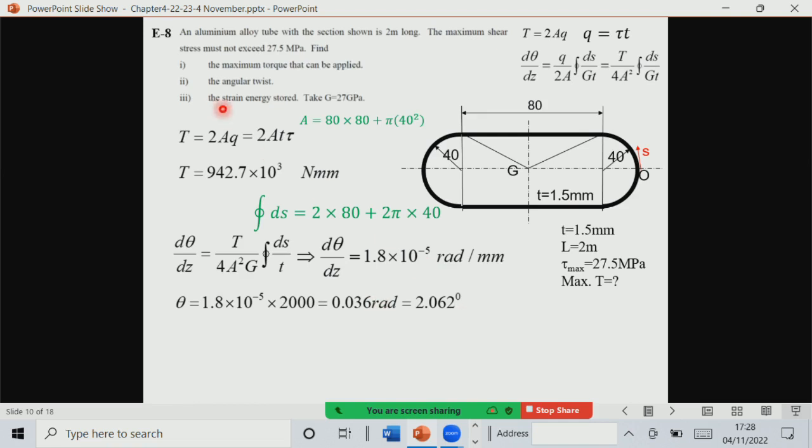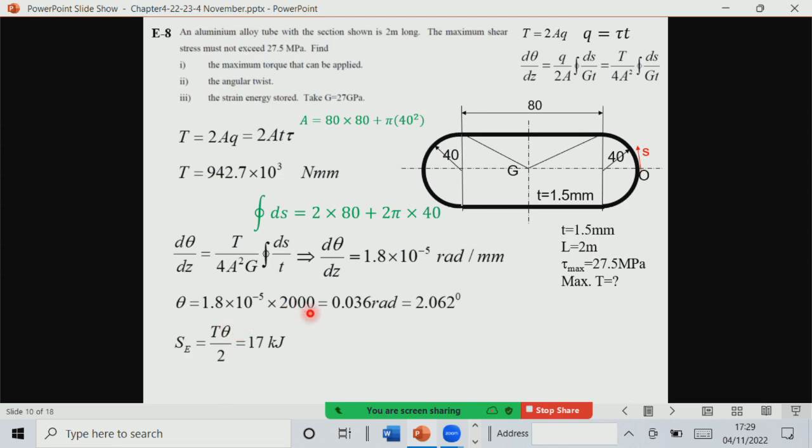And the final requirement is to find the strain energy stored. G is equal to 27 gigapascals. For this problem, you can also use tau squared divided by 2G multiplied by volume because tau is constant, the thickness is constant. However, I've used this equation, T times theta over 2. In this relation, theta is in radians.